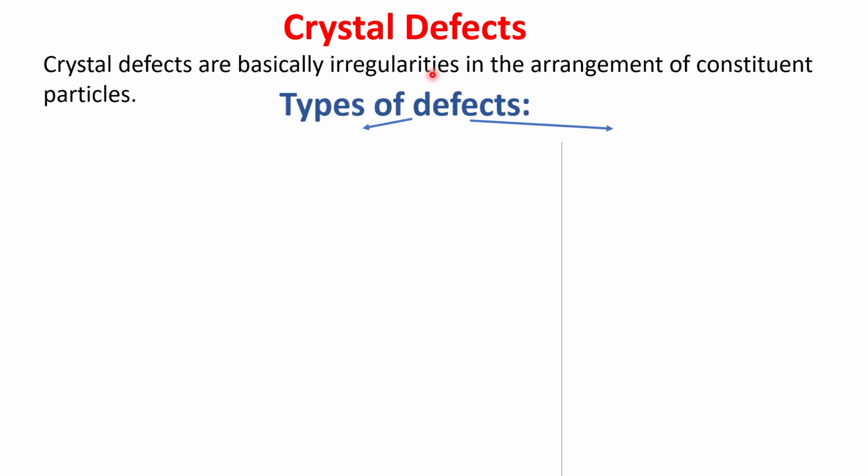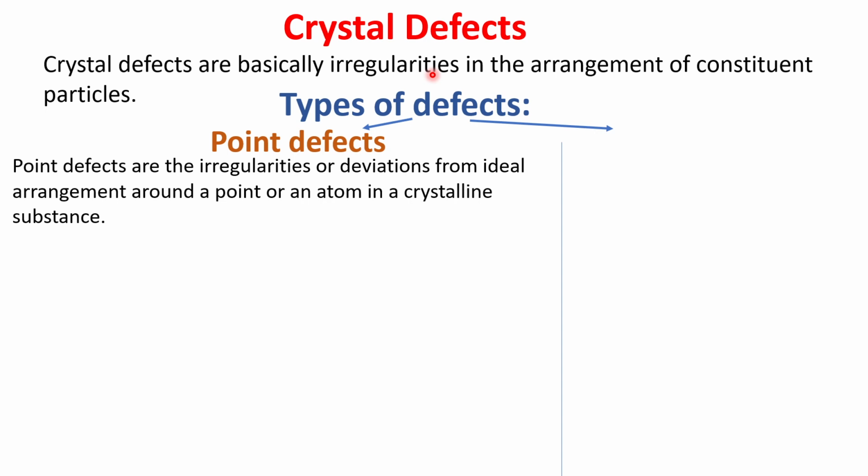The type of defects we'll discuss over here: point defects. So first is the point defect. Point defects are the irregularities or the deviation from the ideal arrangement around a point.